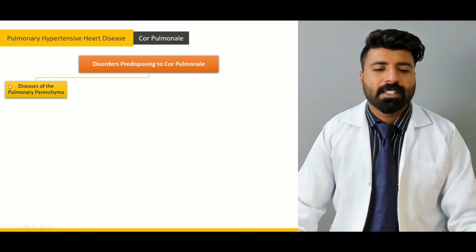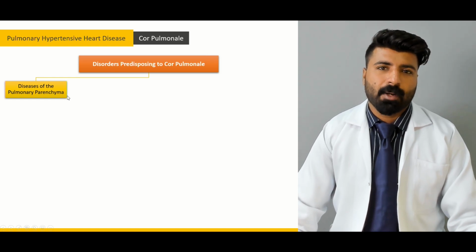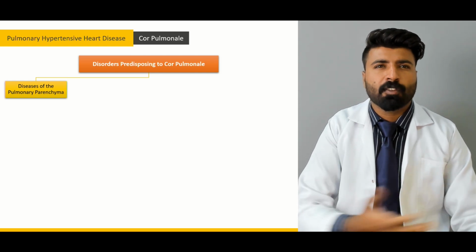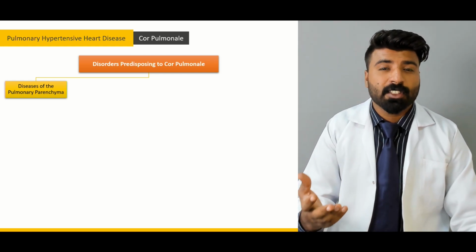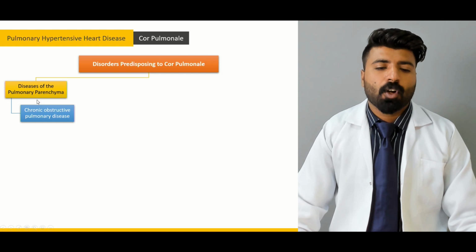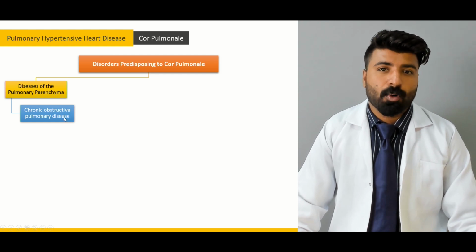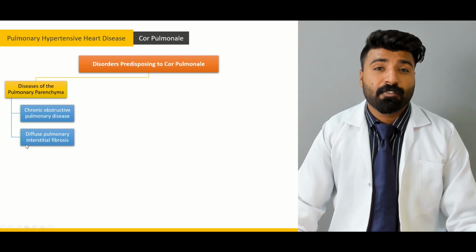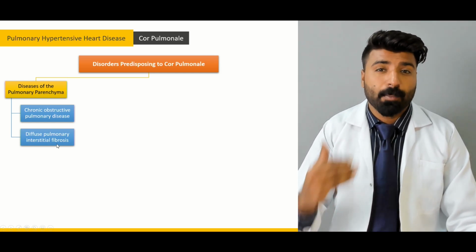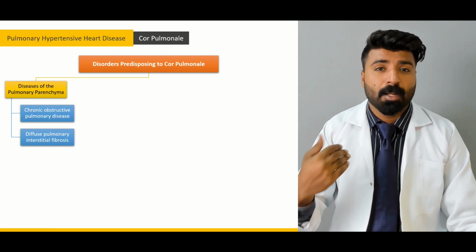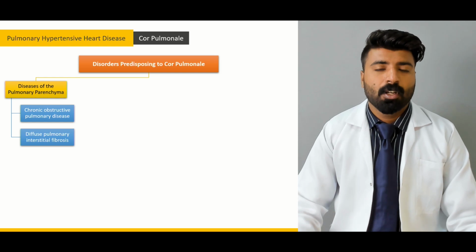First of all, diseases of the pulmonary parenchyma. It can be because of any kind of disease which affects the pulmonary parenchyma. It can be pneumonia, it can be any of those diseases. It can be chronic obstructive pulmonary disease. We just talked about how COPD affects it. Diffuse pulmonary interstitial fibrosis. We talked about how fibrosis affects the blood pressure, the pulmonary hypertension, and in turn leads to cor pulmonale.